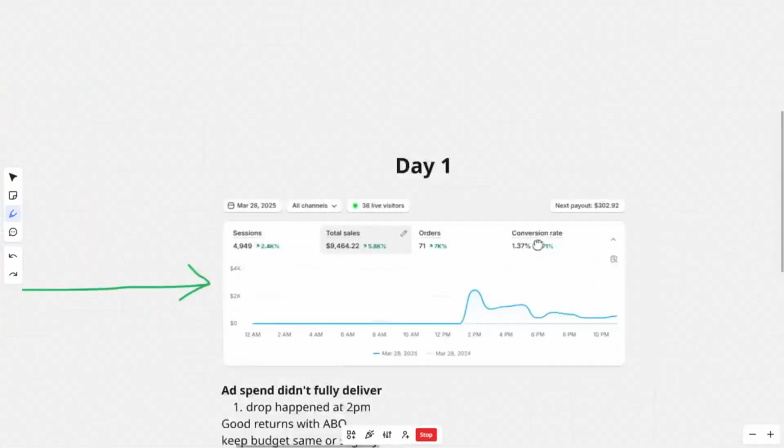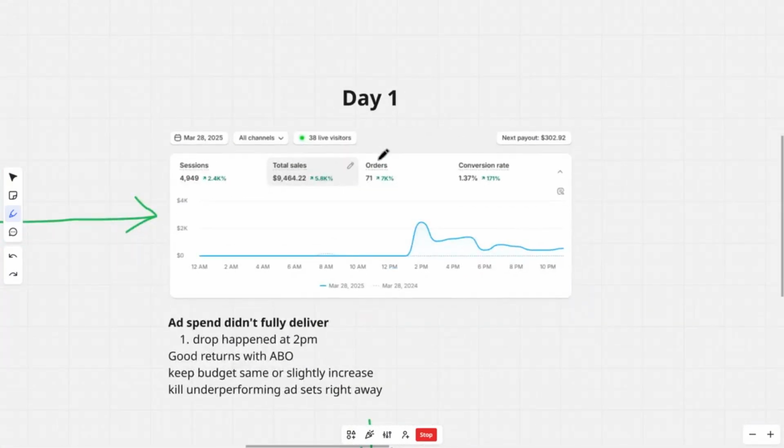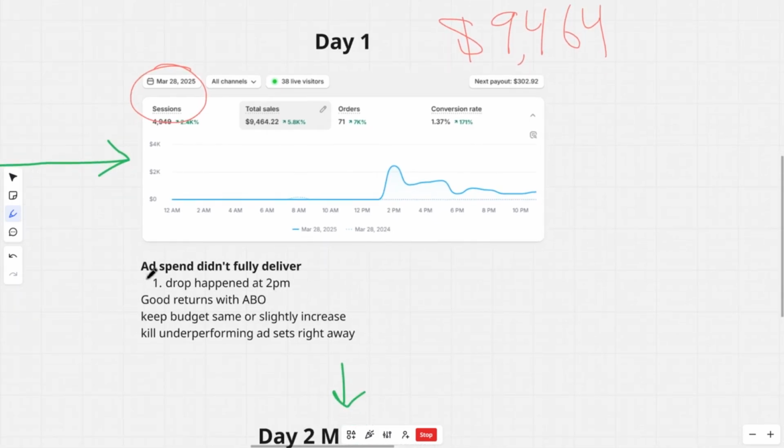So let's go. Day one, we did $9,464 in sales. That is amazing. Day one, ad spend didn't fully deliver, and there's a few reasons for this. The drop happened at 2 p.m. and also, sometimes ads just take a second to process. So even though I had them scheduled to come in, they might have just taken a little bit to get started, and that's just always how it goes.